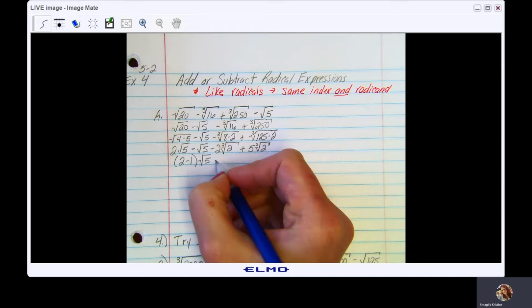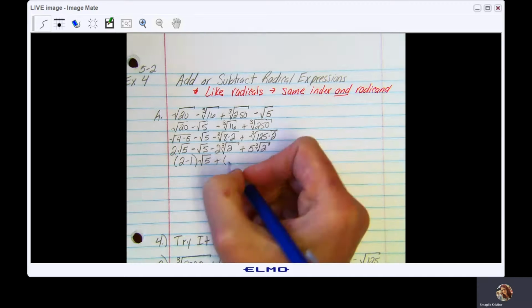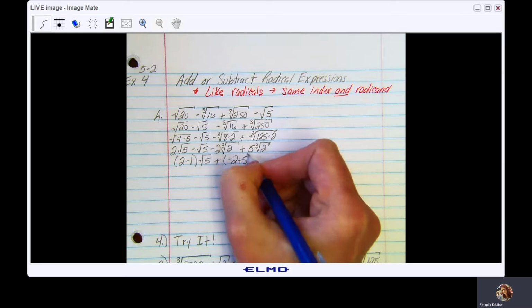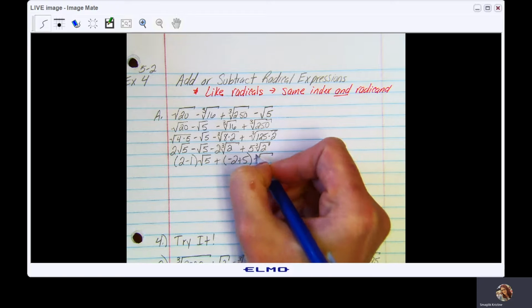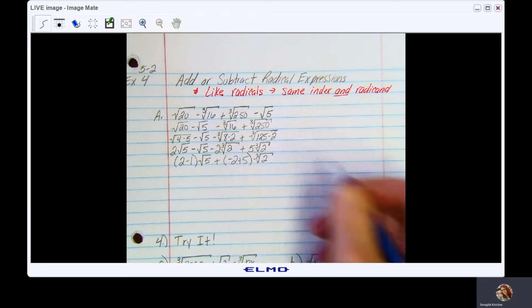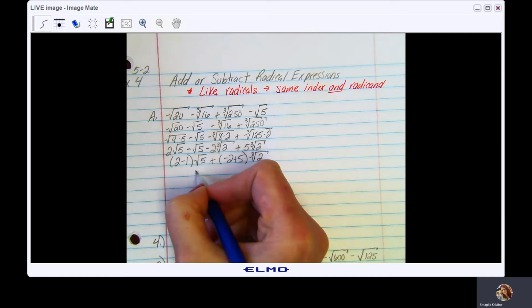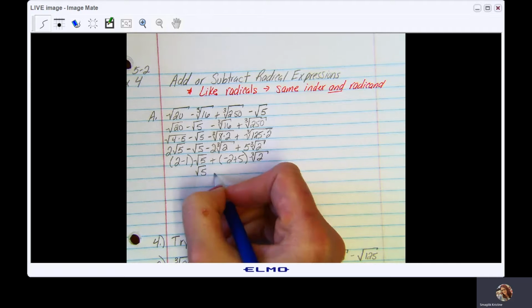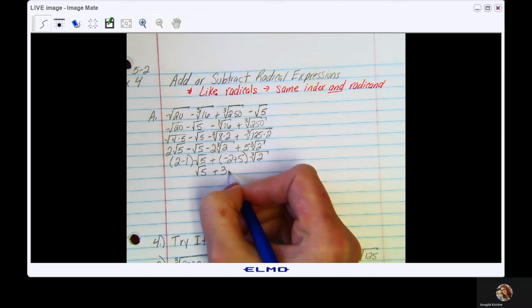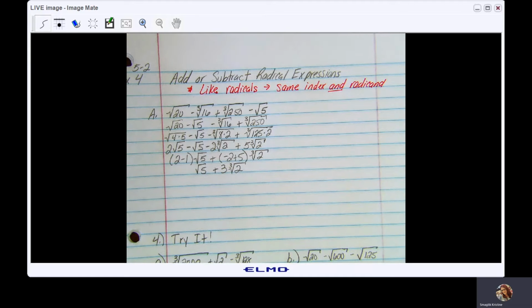And now here, I have negative 2 and a positive 5. Negative 2 plus 5, and I'm just keeping my index and my radicand. And so now when we simplify this, 2 minus 1 is 1, so I have the square root of 5. Now negative 2 plus 5, well, that's a positive 3 times the cube root of 2. Final answer.